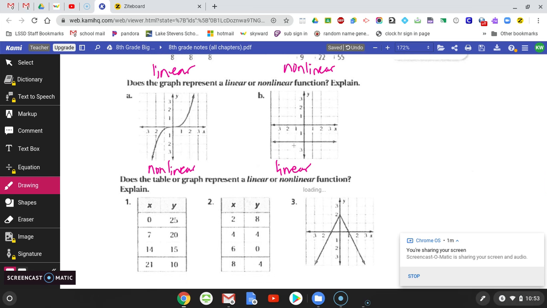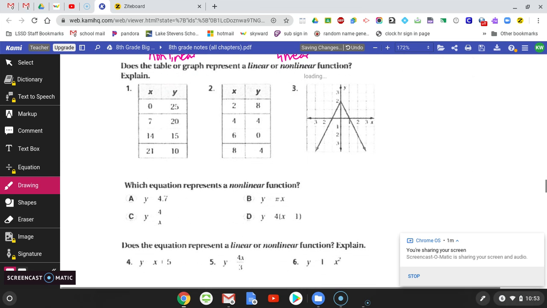Okay. All right, go ahead and try 1, 2, and 3 and determine whether each of those are linear or nonlinear. All right, so check and see how you did. So on this one, I'm going up by 7, up by 7, up by 7. I'm going down by 5, down by 5, down by 5, so I know it is linear.